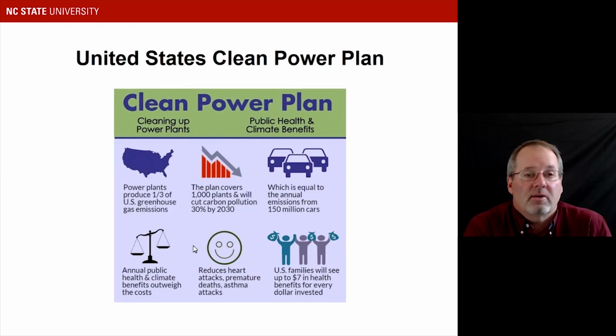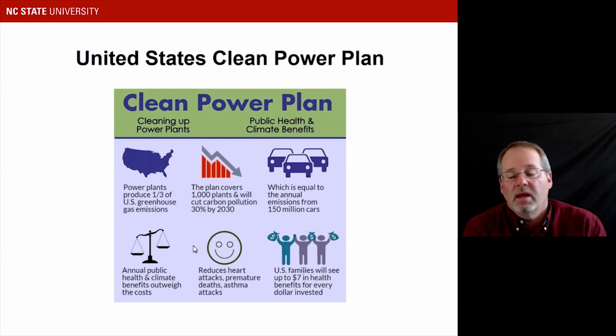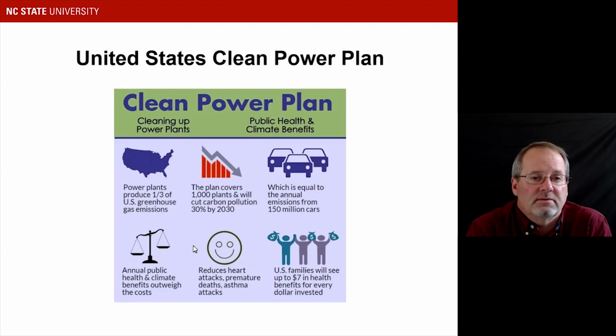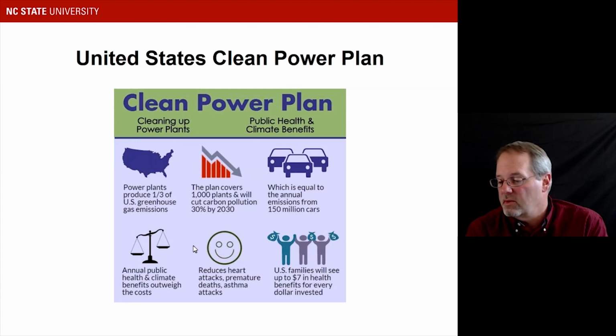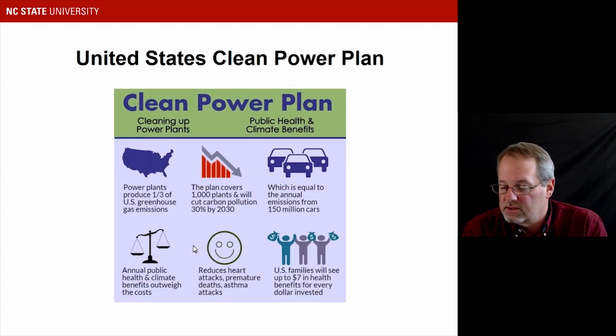In the United States, we do care about global warming potential, and there has been a power plan that had standards set up. The idea here was that the power plants would reduce a third of their greenhouse gas emissions, and that would have a lot of global warming savings and emissions. We're talking about 150 million cars. It's like taking 150 million cars off the roads.